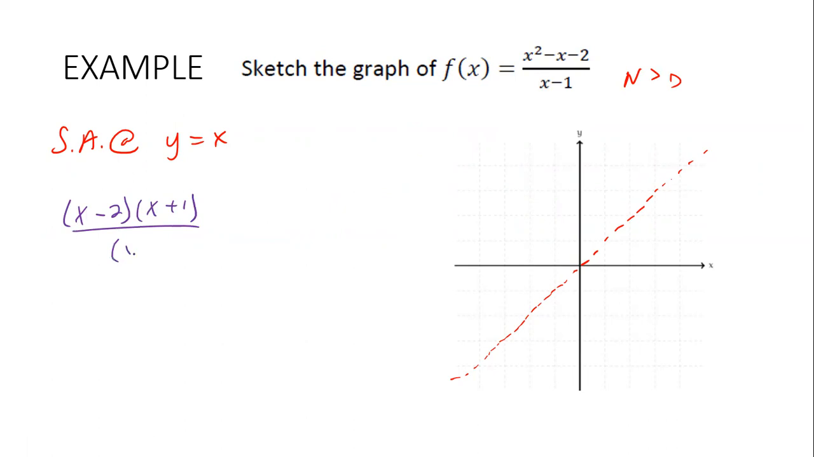Do we get to factor anything out? No. So we have a vertical asymptote where? Where's my vertical asymptote? At x equals positive 1. So I'm going to draw in my dashed vertical asymptote at positive 1. We found our vertical asymptote. Vertical asymptote comes from your denominator.